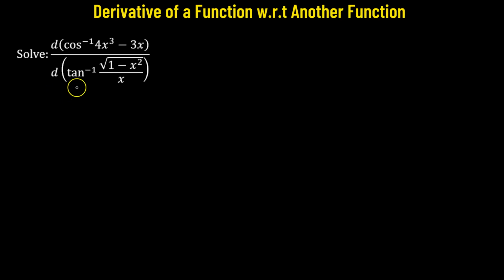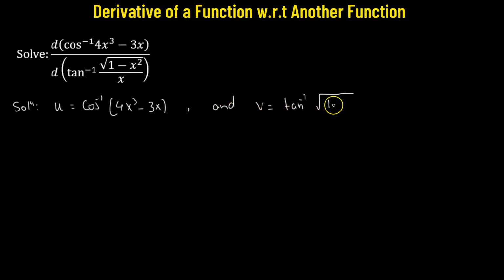Let's find out the value of the following derivative. We begin by considering u, which is a function of x, to be equal to cosine inverse of 4x cubed minus 3x, and v to be equal to inverse tangent of square root of 1 minus x squared divided by x. Our goal will be to find the derivative of u with respect to v.